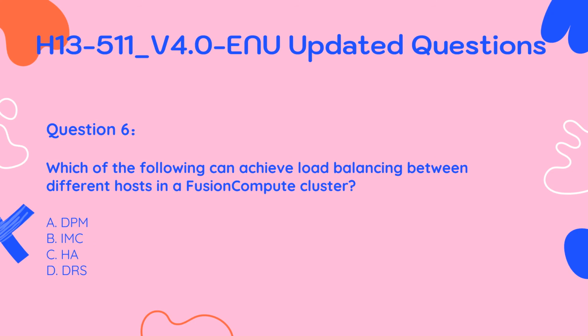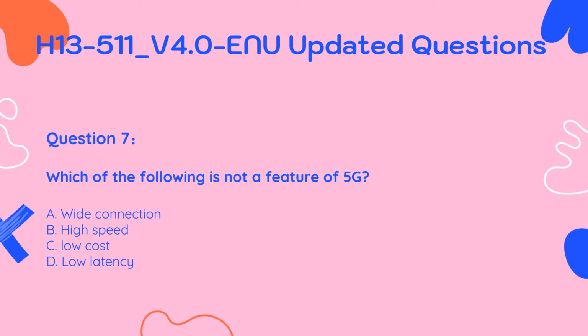Question 6. Which of the following can achieve load balancing between different hosts in a FusionCompute cluster? A. DPM. B. IMC. C. HA. D. DRS. Question 7. Which of the following is not a feature of 5G? A. Wide connection. B. High speed. C. Low cost. D. Low latency.